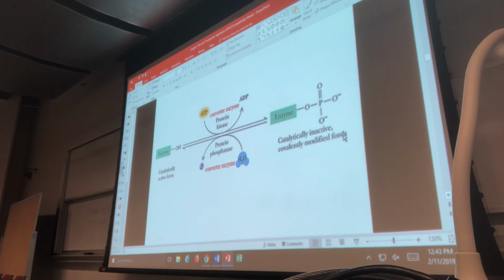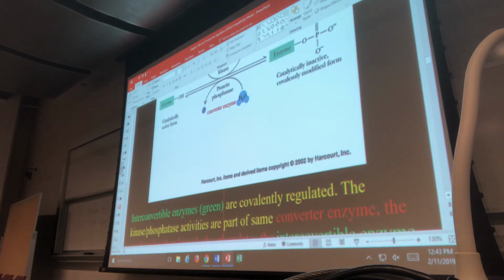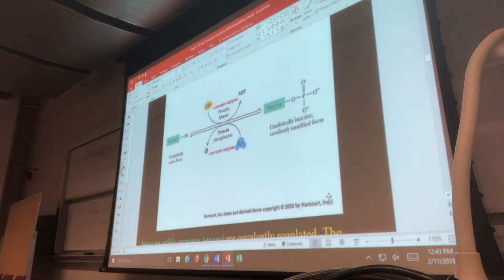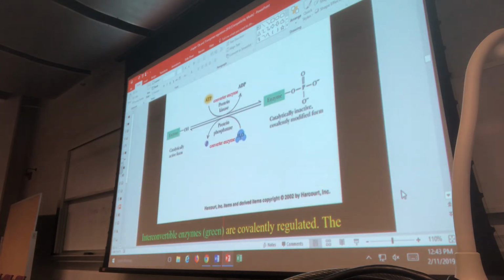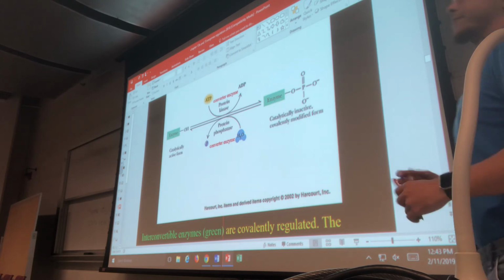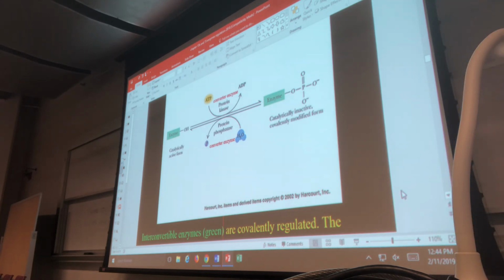Some vocabulary words to attach to this graph here. There are two vocabulary words especially: the phrase converter enzyme and the phrase interconvertible enzyme, which might be down here. They mean different things, okay? The phrase converter enzyme is what we use to describe the enzymes that are adding the phosphate and removing the phosphate. We see on the top part of this picture here that the enzyme that attaches a phosphate is called a kinase.